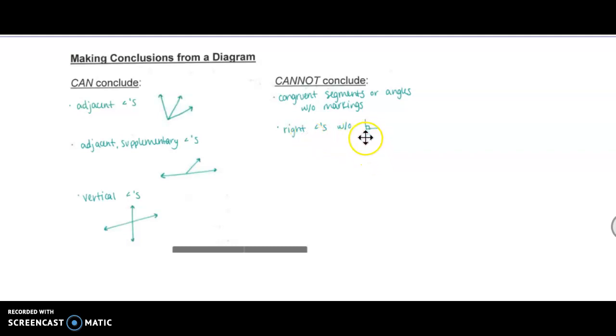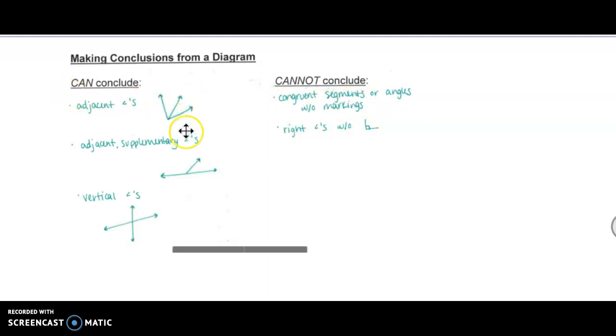You have to be given that little square to indicate that it's 90 degrees, or it'll tell you with the number 90, or it'll verbally say that it is a right angle. But if you have a picture and it looks like 90 degrees, you just cannot automatically assume that. You also cannot assume and conclude congruent segments or angles without markings. We're going to see a couple examples of that. Just because it looks like it doesn't mean that you can assume it.